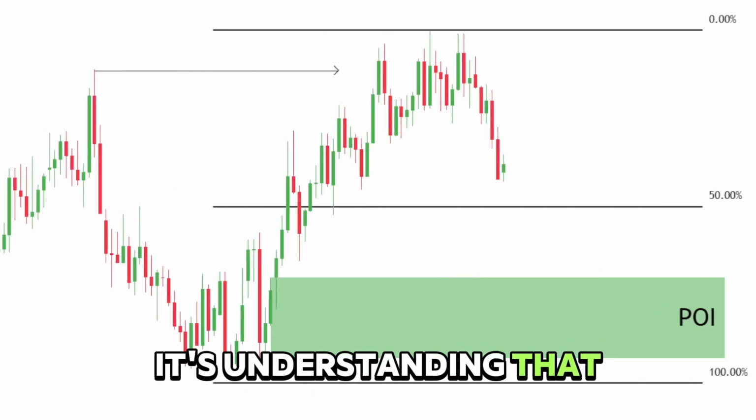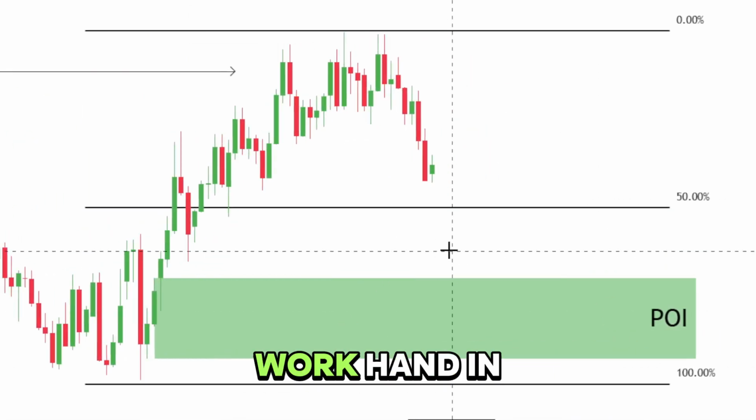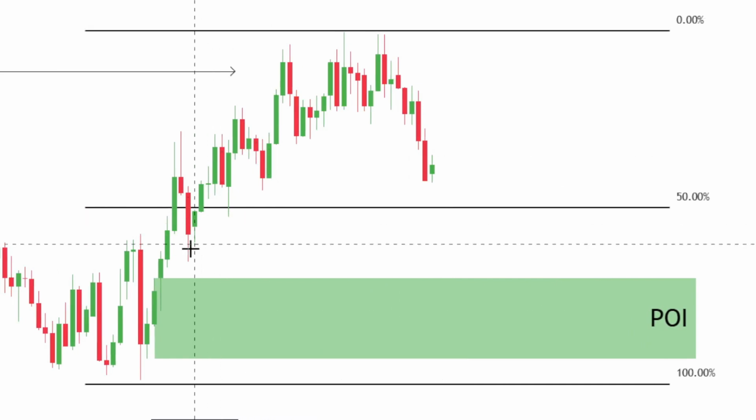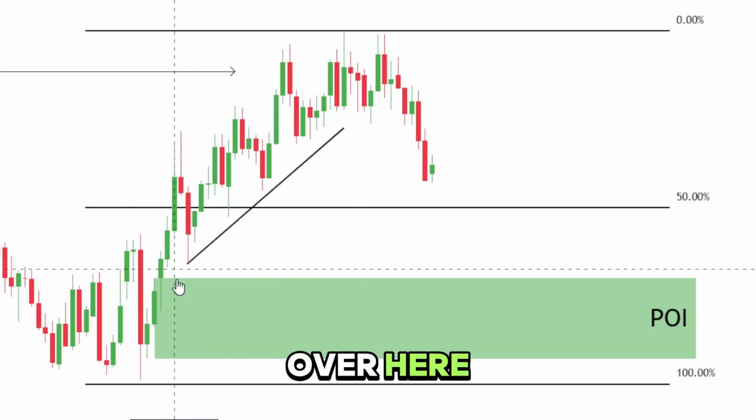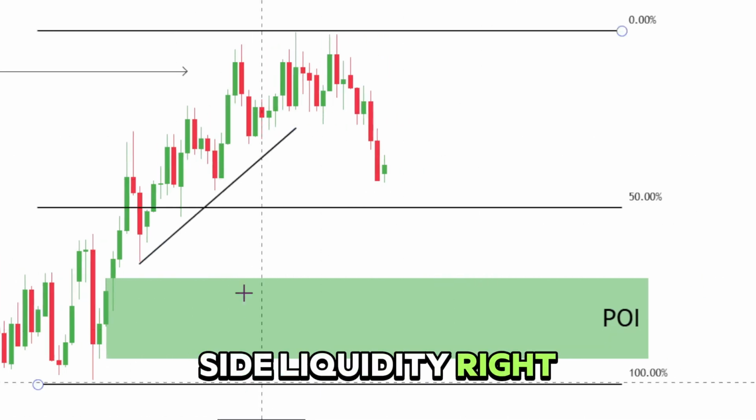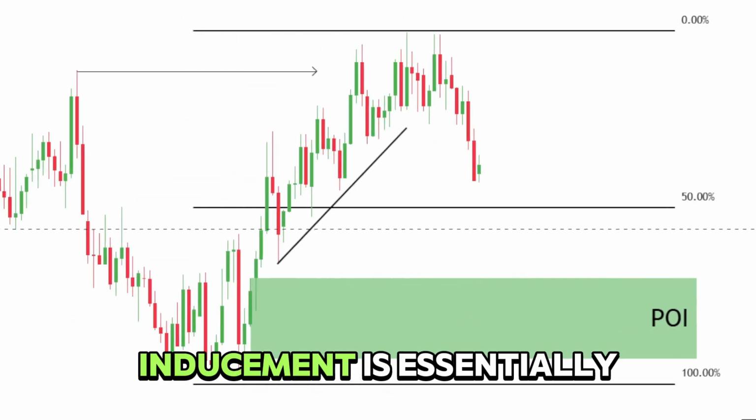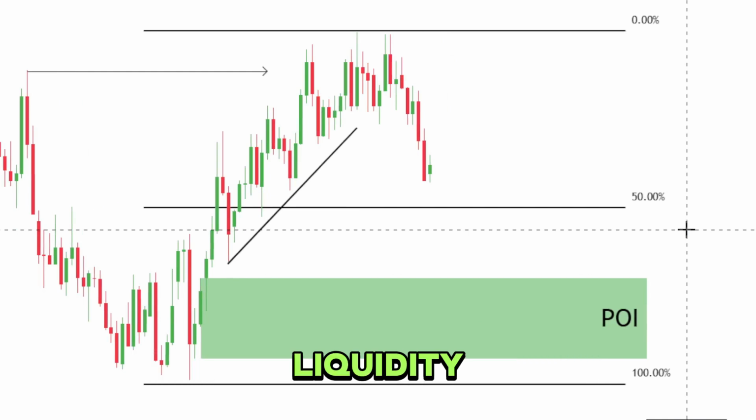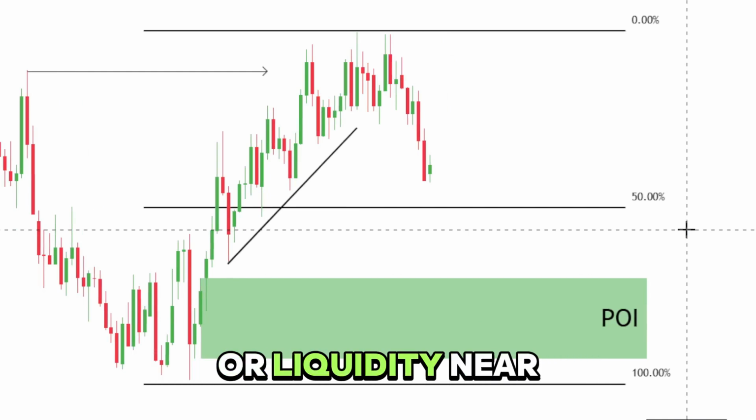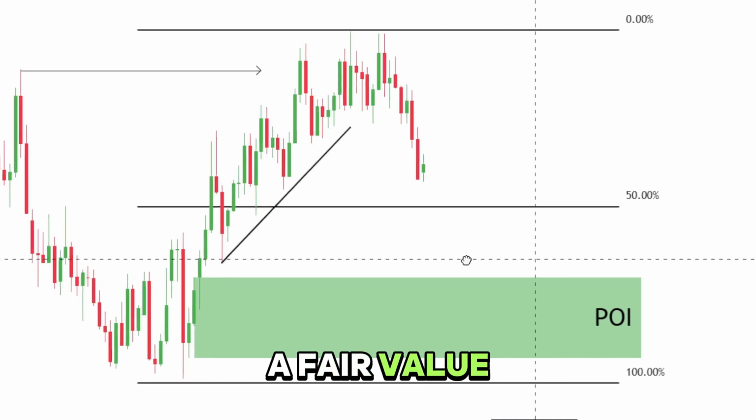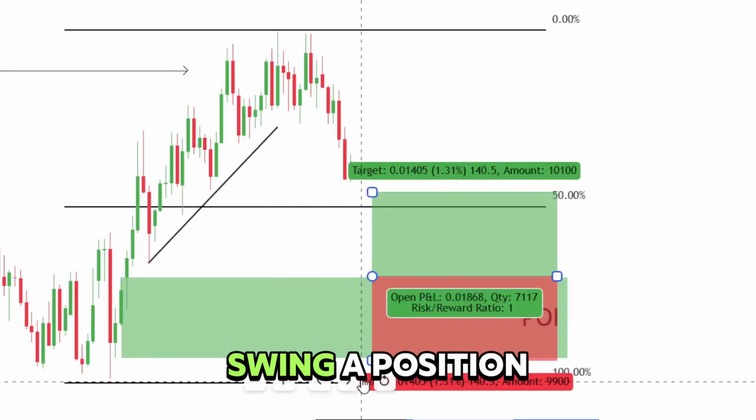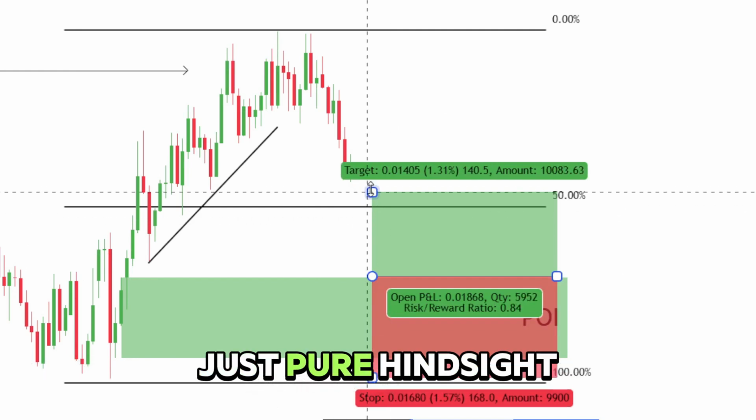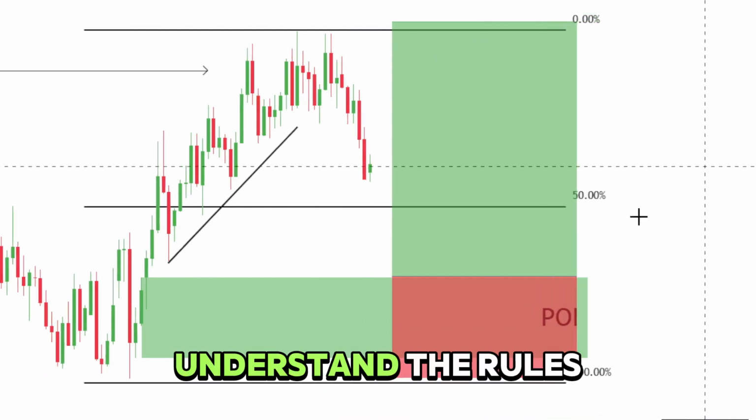So it's understanding that liquidity and fair value gaps work hand in hand together. Notice how we have a trend line over here. This is a large liquidity pool over here. This is sell side liquidity. This is what we mean by inducement. Inducement is essentially liquidity dropped before a point of interest, or liquidity near a fair value gap, hence a point of interest. So if we were to simply swing a position from here, again, this is just pure hindsight really, but it's to get people to understand the rules.